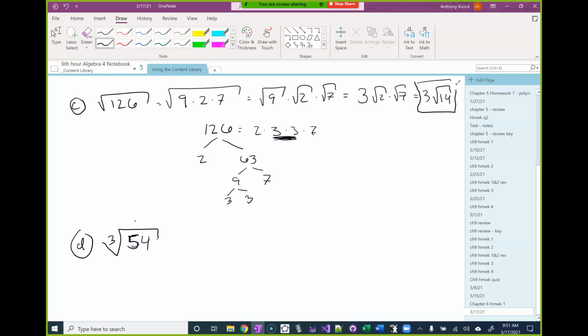What's in between 2 to the third and 4 to the third? 3 to the third. Okay, what's 3 times 3 times 3? 27. So, let's check 54. Does 8 go into 54? No, it goes into 56, but not 54. Does 27 go into 54? Yes. So 27 times 2 is the same thing as 54.